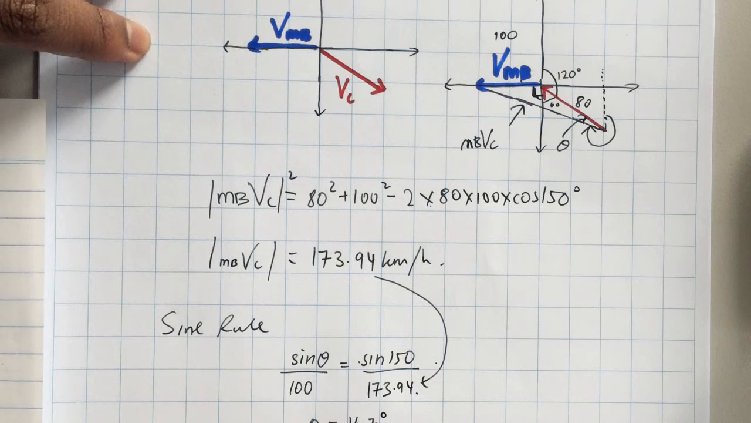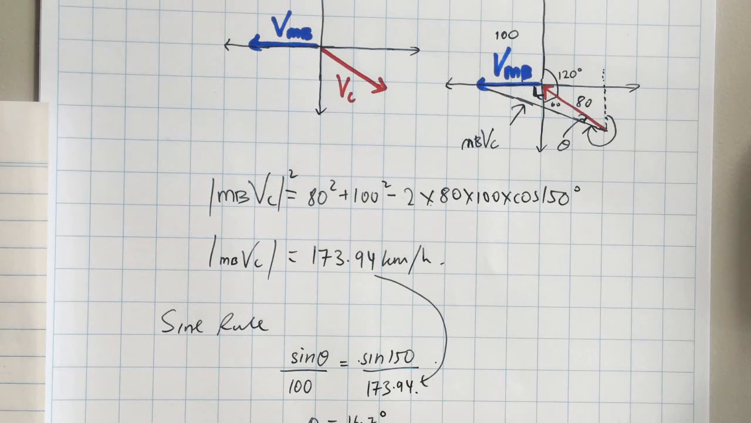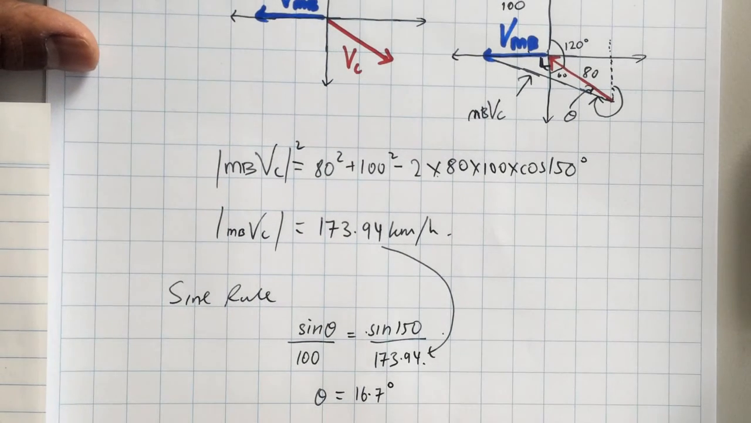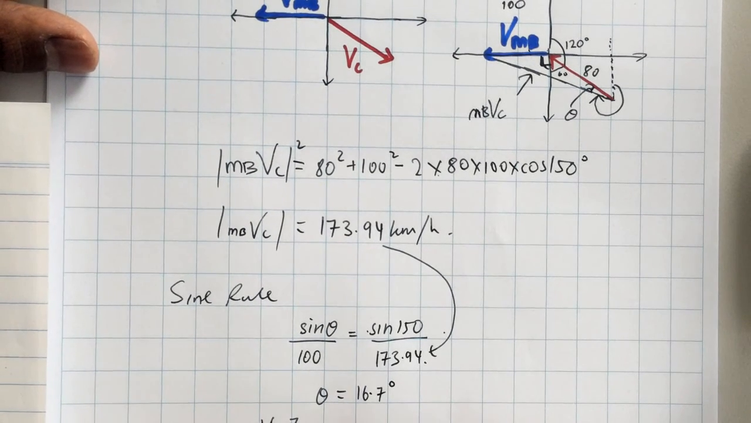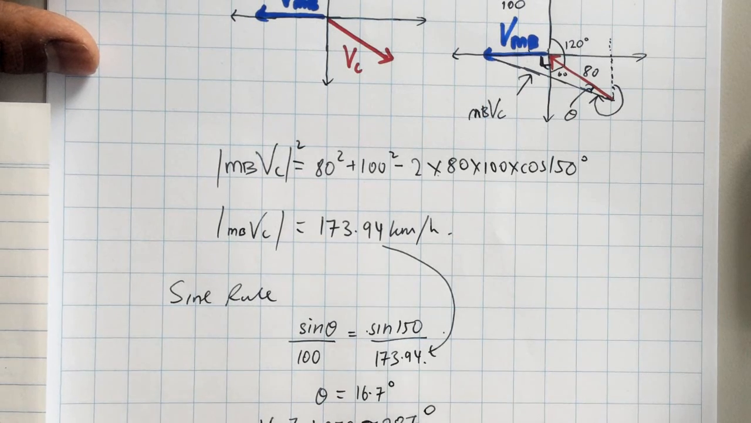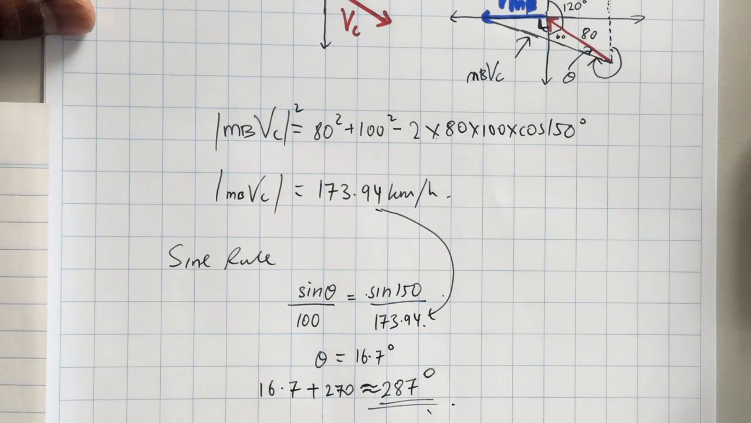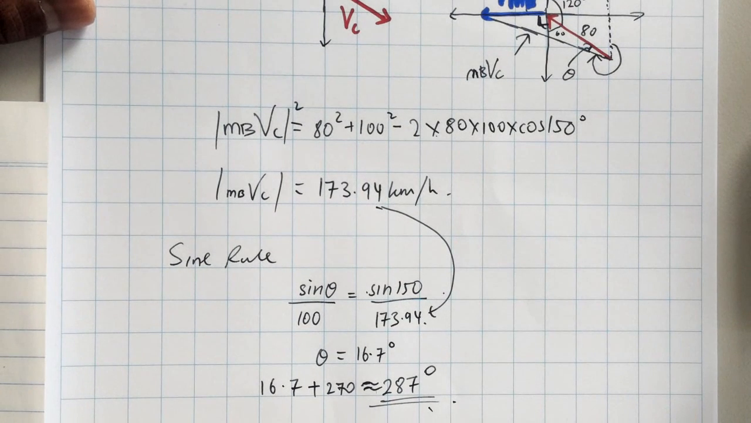So using a little bit of trigonometry, we're going to add that over to 270. So 16.7 plus 270 is going to be 287. Alright? Remember, bearings have no decimals. Right, so that's your magnitude, that's your bearing, and that's question 13. Thank you.